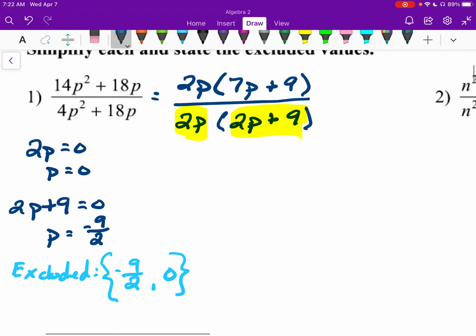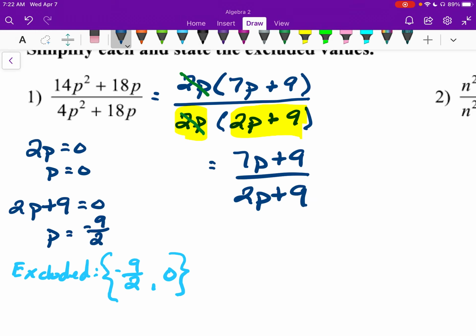So now that we have that, we can look back at our factored equation here, and we can cancel things out from the top and bottom. We have a 2p on top and a 2p on bottom, so they can both cancel. And then that leaves us with 7p plus 9 over 2p plus 9. And there's nothing else that we can do to simplify that, so that's it. That's our answer.